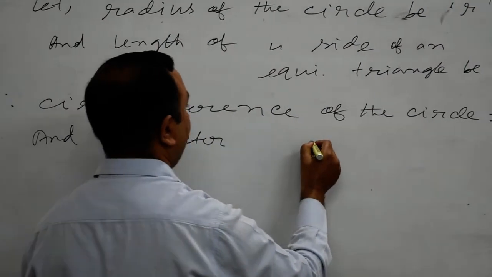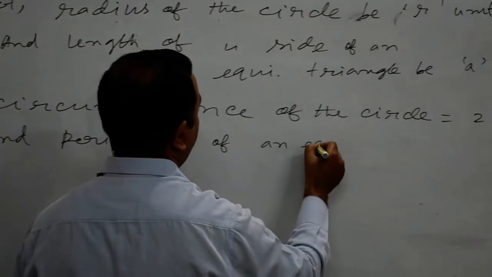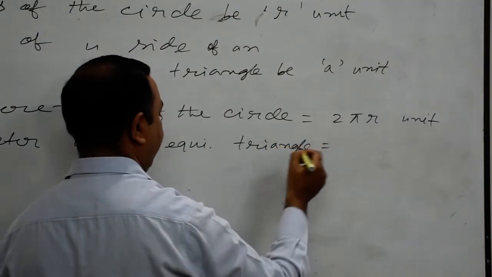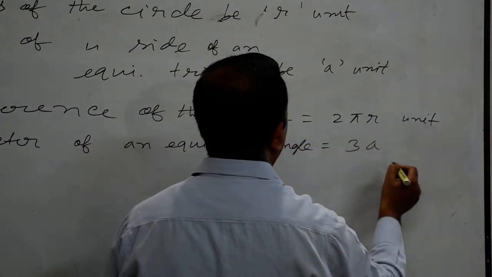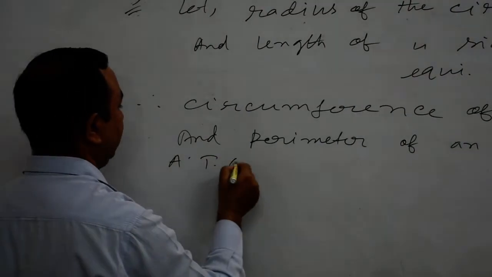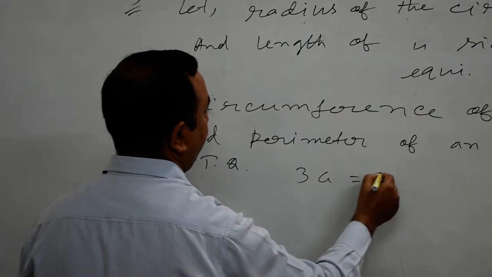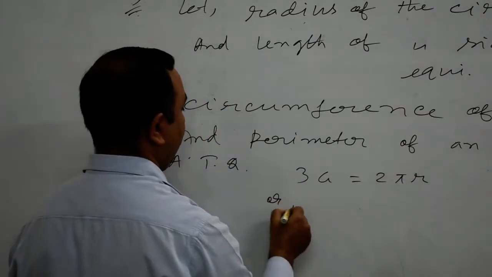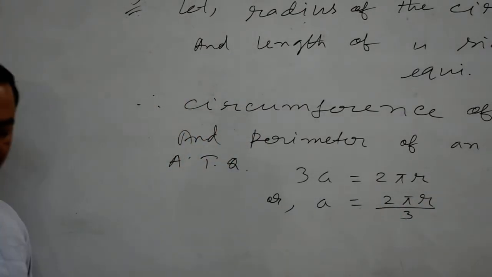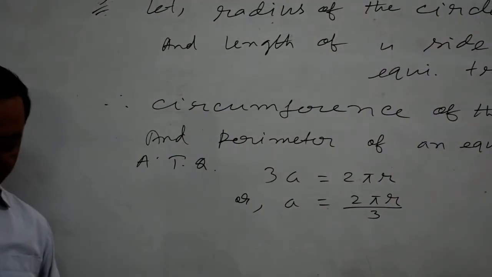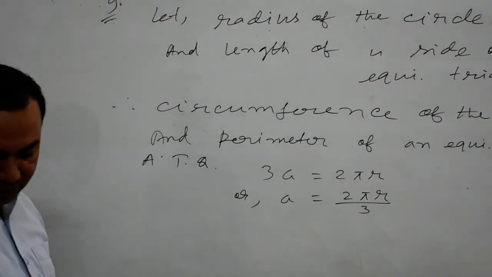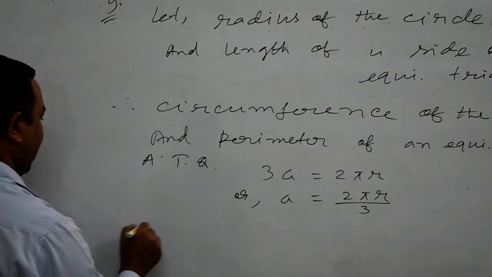the perimeter of an equilateral triangle is 3a unit. According to the question, 3a equal to 2 pi r, or a equal to 2 pi r by 3. Now you have to find the ratio of the areas of these two figures. So I am writing directly actually.